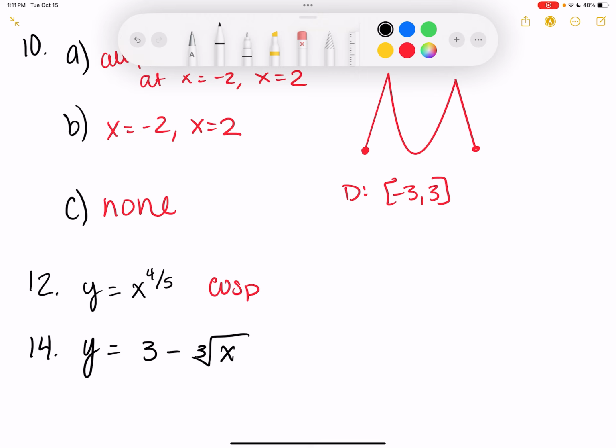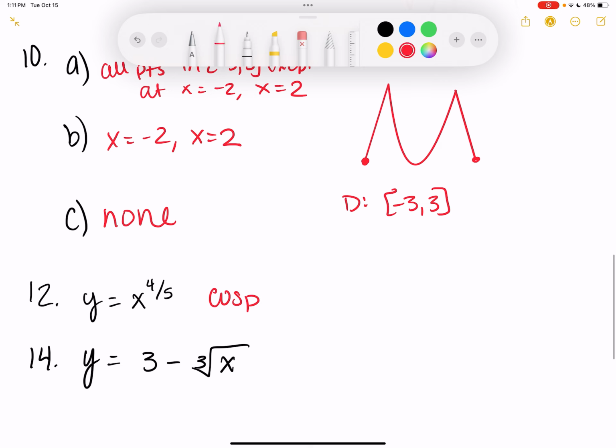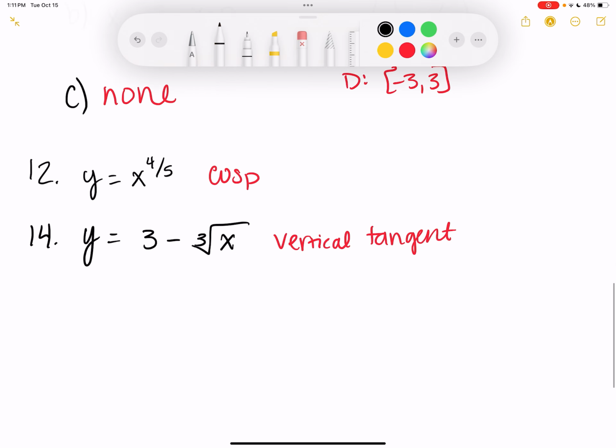14, y equals 3 minus the cube root of x. Oh, that's the vertical one. Yep, vertical tangent. 16, y equals the cube root of the absolute value of x.